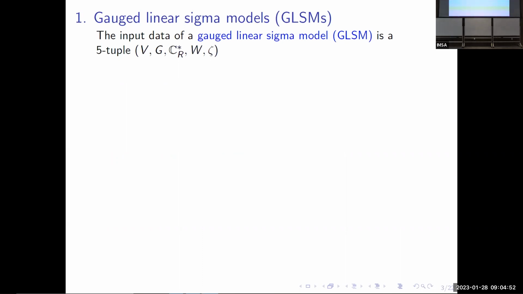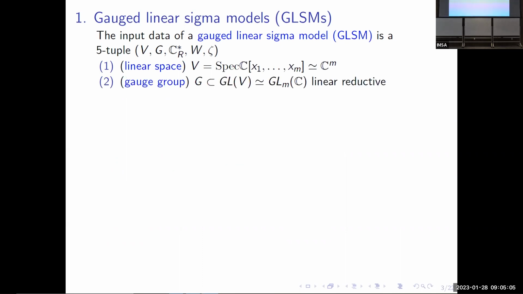The input data of a gauge linear sigma model is a 5-tuple V, G, C star R, W, and zeta, where V is just a complex vector space of certain dimension M. And the gauge group G is a subgroup of GL(V). It acts linearly and faithfully on this V.